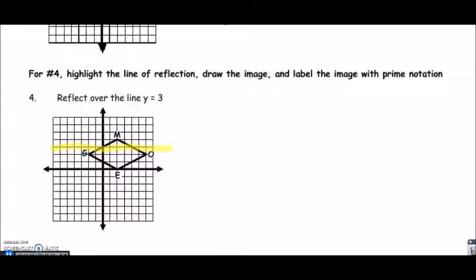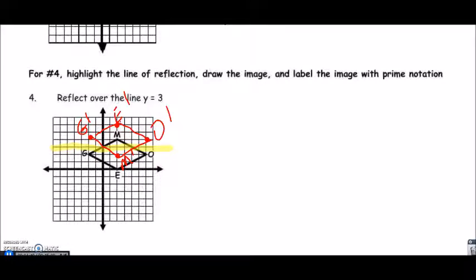Now we're going to draw the new image. M is going to go down 1, down 1. O is going to go up 1, up 1. G goes up 1, up 1. E goes up 1, 2, 3, 1, 2, 3. So then we need to label the new ones. We have O prime, E prime, M prime, and G prime. And then we connect the new points.